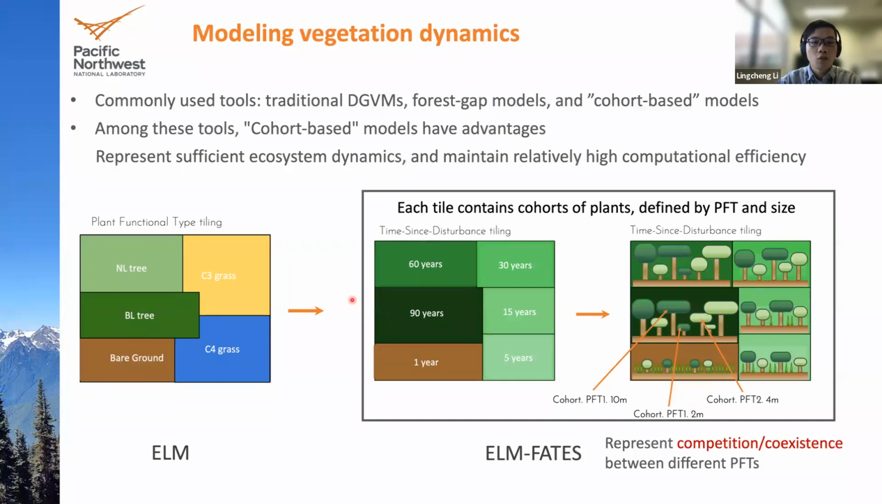Here I will show you examples of how they are different. This is the traditional DGVM. You can see that at each grid cell, you have different PFTs, but each plant functional type is isolated from the others, not directly competing with each other. This is not realistic in our tropical forest. But in the cohort-based DGVMs, each cohort has different plant functional types, and these different plant functional types can compete with each other. This is more realistic to represent forest or ecosystem dynamics.